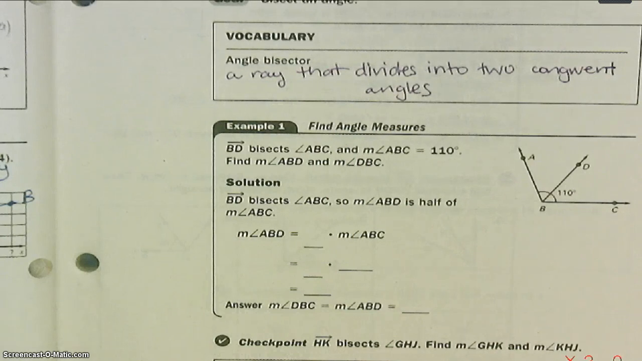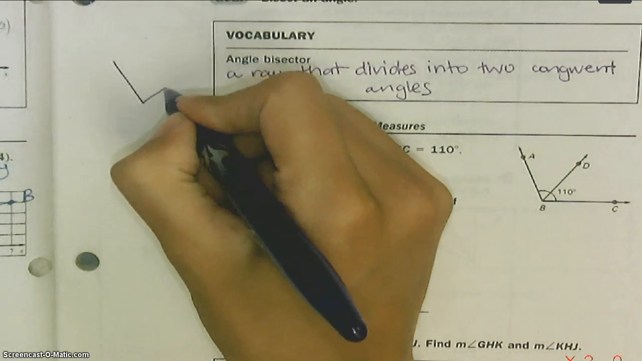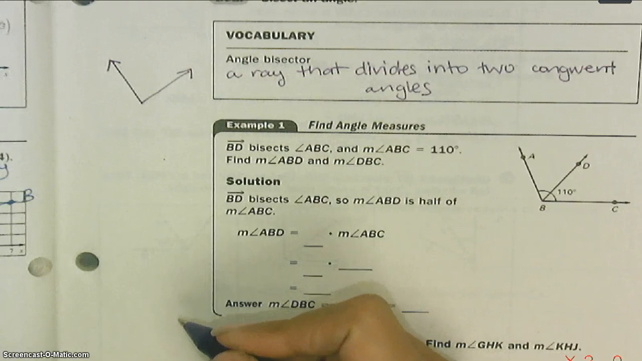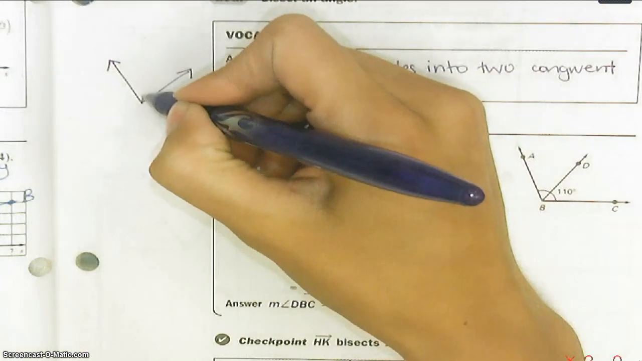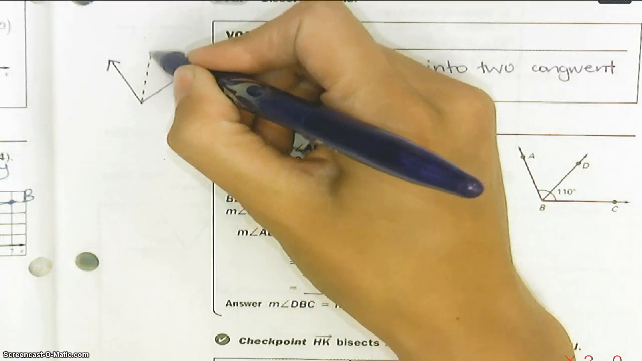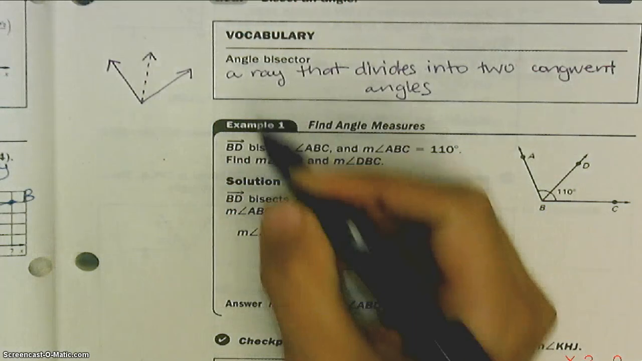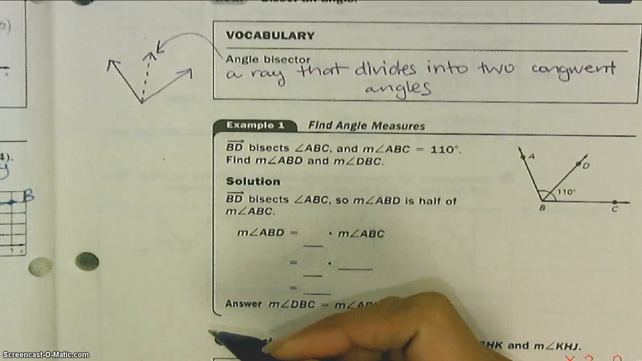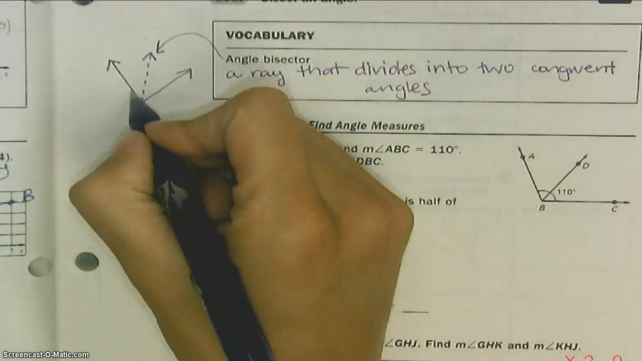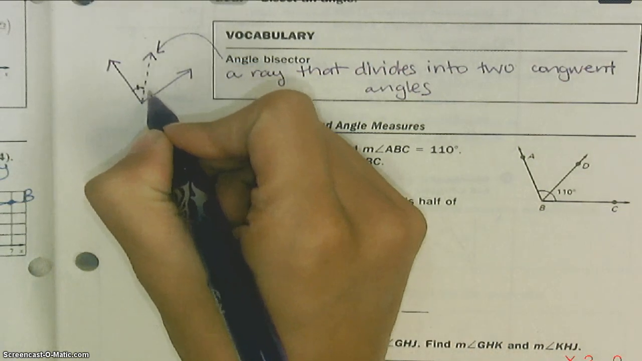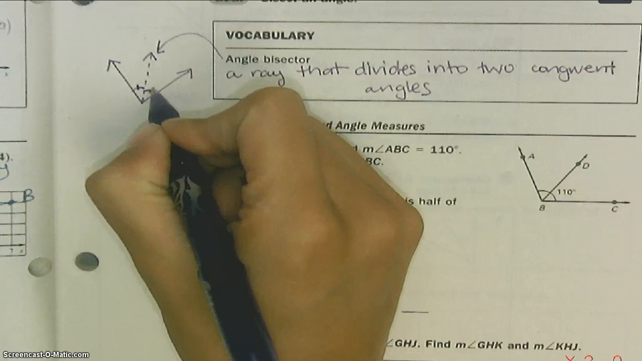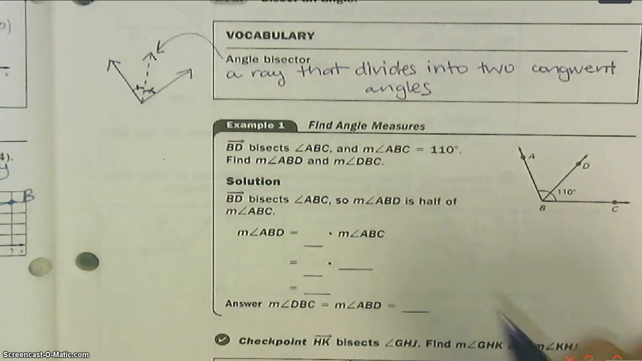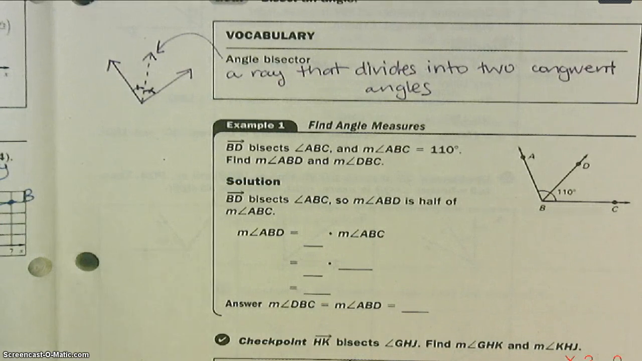Let's draw ourselves a picture for this. So here's an angle, and we're going to draw a ray that cuts that right in half. So there is our angle bisector, right there. And to mark that those angles are equal, we put a little arc on this side with a tick mark, a little arc on this side with a tick mark. That means that those two angles are equal. So let's go ahead and try some of these.